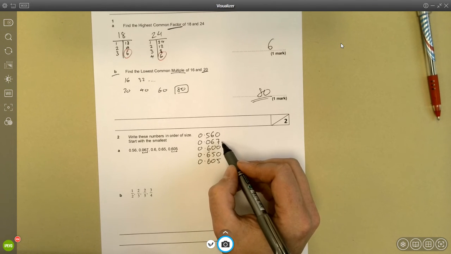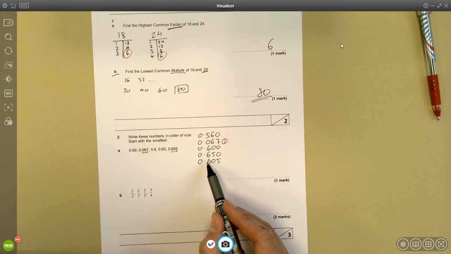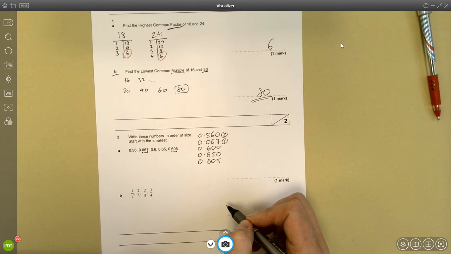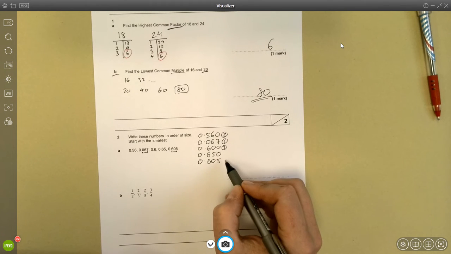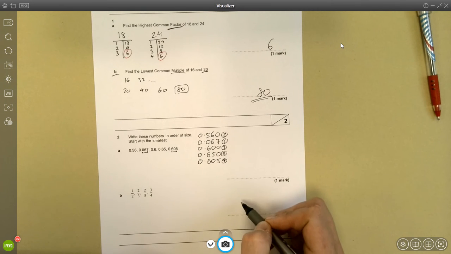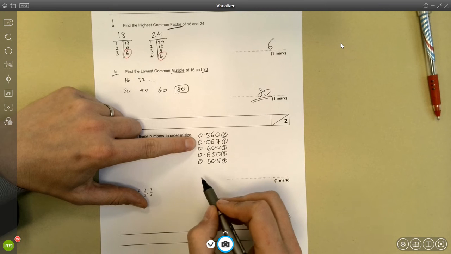So smallest one, that's number 1. Have we got anything that's next one? Well, look, the next one here is 0.560. Then we've got 0.600, 0.605, and then we've got 0.650. So all you need to do is just read these off one by one now and put them on your line.